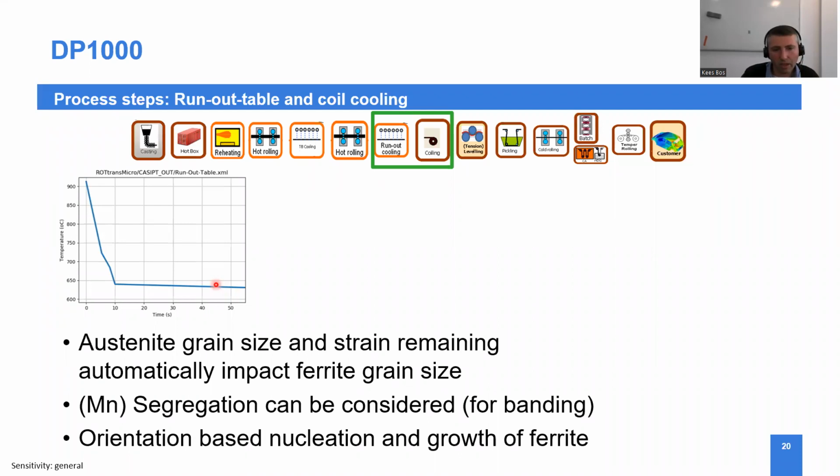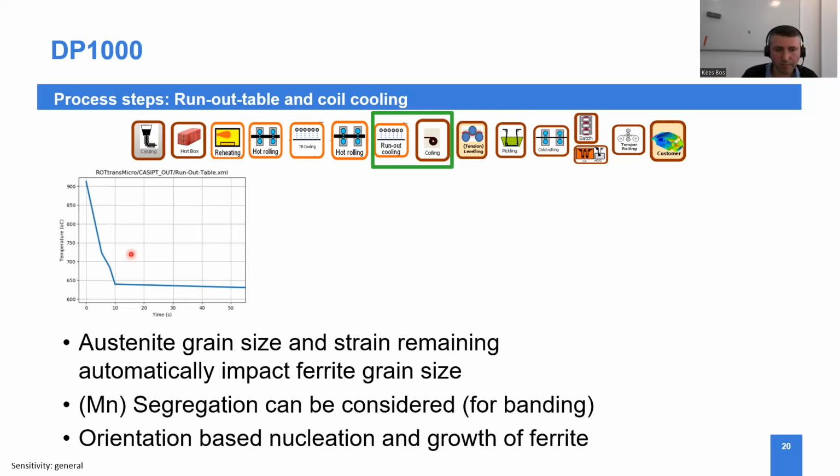Now, for the model here, what we would like to see is that the austenite grain size that we inherit from this previous step, and also any remaining strain, should have its impact on the ferrite grain size that is predicted by the phase transformation model. Also, segregation effects, because of the higher alloying content in manganese, typically can lead to banding in these grades. So that's something that we also want to be able to describe and predict.